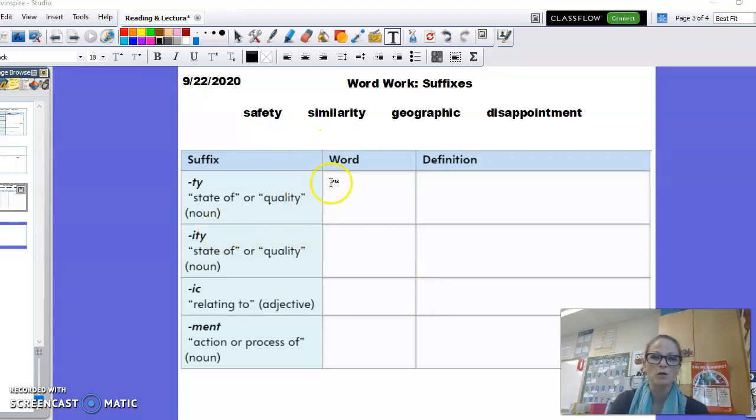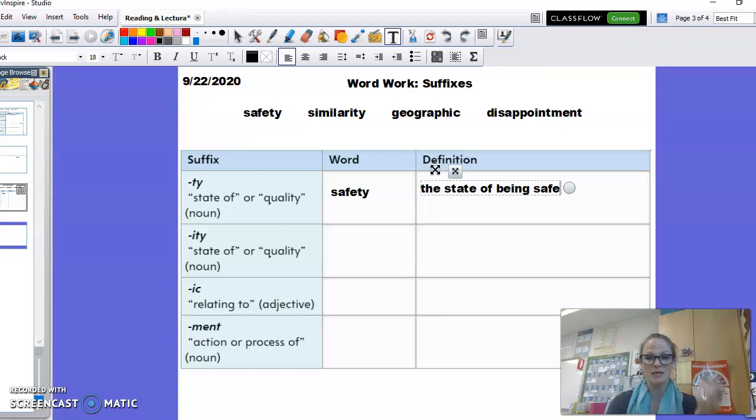Now let's go through what these words mean. So with the word safety, if you notice it ends with ty, right there, ty. So I'm going to write that word here, safety, all right? Now I have that suffix ty, but my root word, my base word is safe. So when I add that suffix ty, it changes the definition of that word, and this word now means the state of being safe, all right?